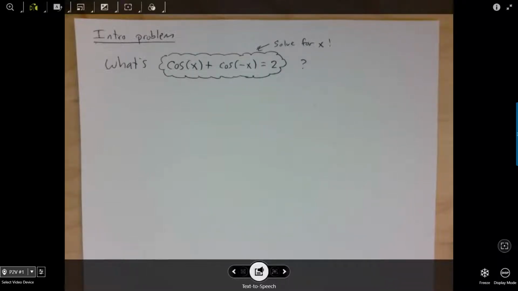Today you're going to learn about even and odd functions. Oh, and please take notes. Please take notes on this. To launch us into the topic, here's an introductory problem.